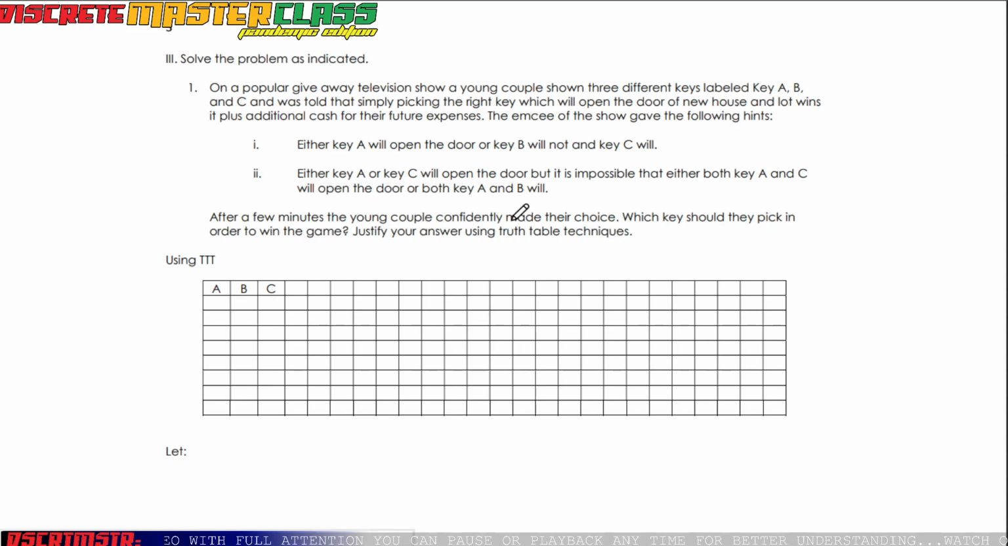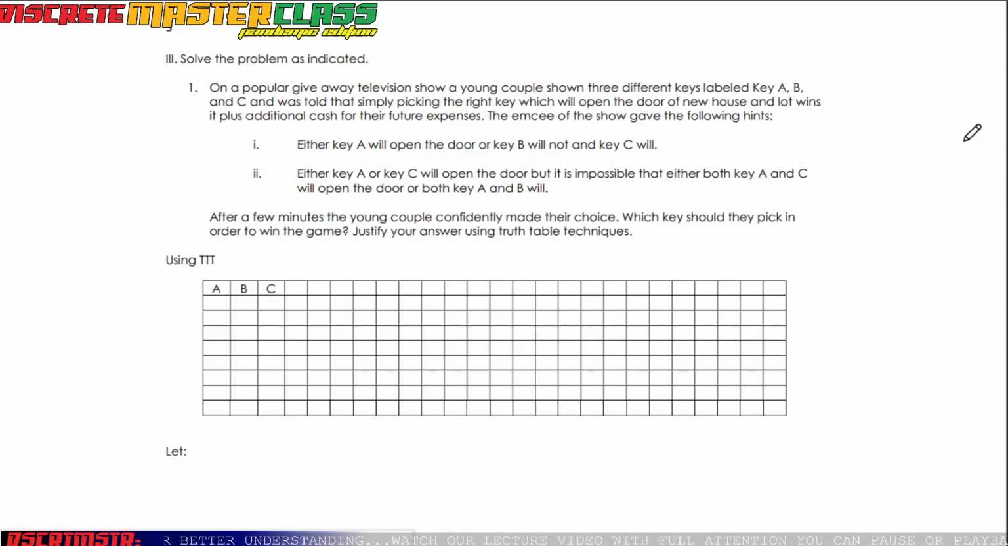Hint number 1: either key A will open the door, or key B will not, and key C will. Hint number 2: either key A or key C will open the door, but it is impossible that both key A and B will open the door, or both A and B will. After a few minutes, the young couple confidently made their choice. Which key should they pick in order to win the game? Justify your answer using truth table technique.